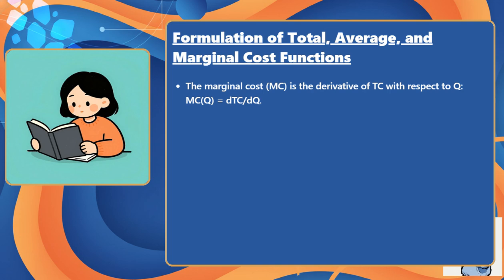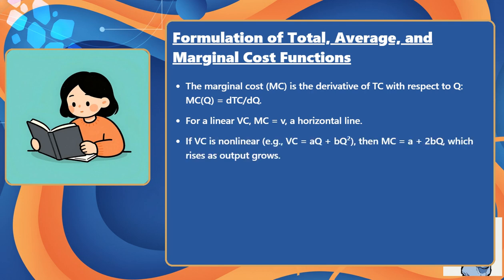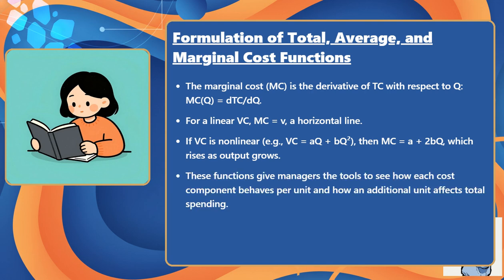The marginal cost MC is the derivative of TC with respect to Q. MC of Q equals dTC divided by dQ. For a linear VC, MC equals V, a horizontal line. If VC is nonlinear, VC equals aQ plus bQ squared, then MC equals a plus 2bQ, which rises as output grows. These functions give managers the tools to see how each cost component behaves per unit, and how an additional unit affects total spending.